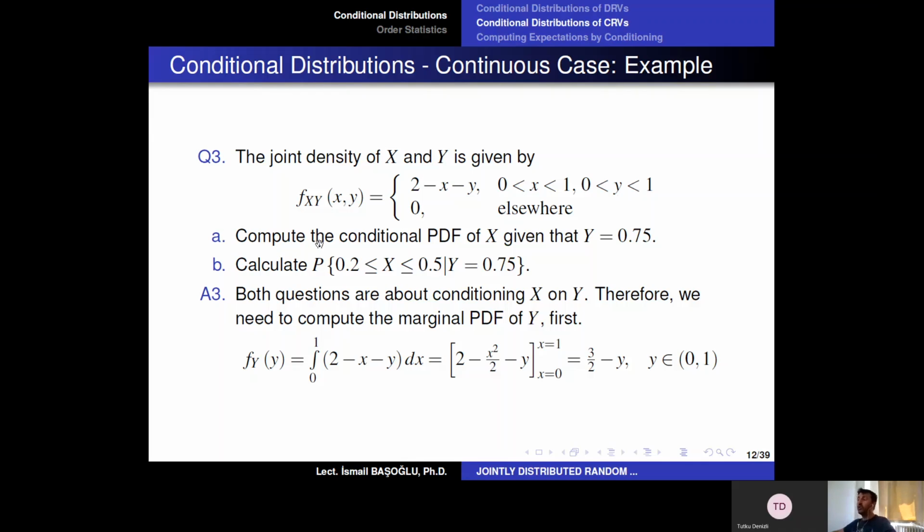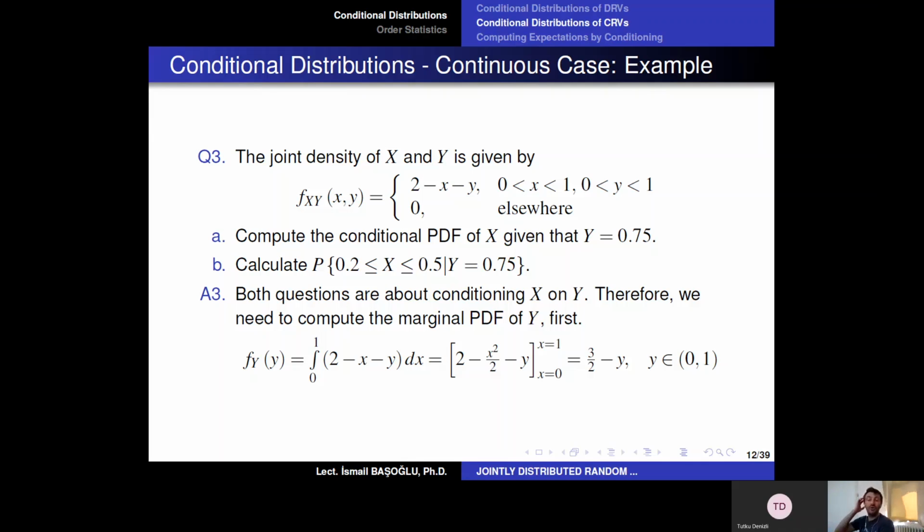Now it says, compute the conditional probability density function of x given that y is equal to 0.75. So basically asking this question. I have observed that the random variable y is equal to 0.75. I would like to ask a probability question on random variable x under this observation.